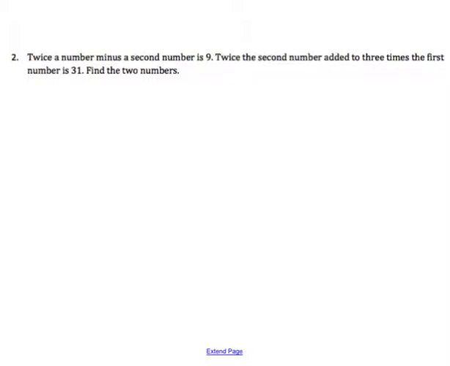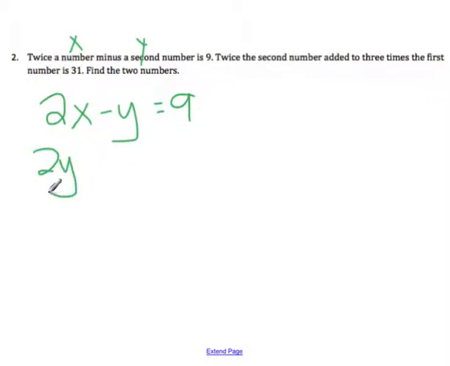Twice a number minus a second number. Let's let x represent the first number, y represent the second number. So twice a number minus a second number is 9. Twice the second number added to 3 times the first number is going to be 31. So now we want to solve this system.